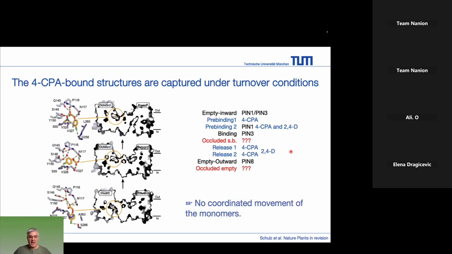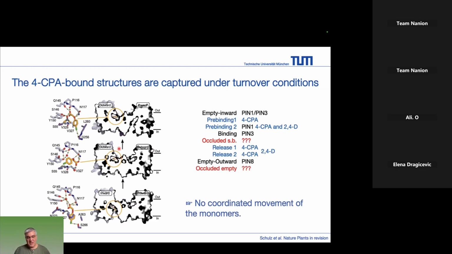All right, we then proceeded, and Björn determined the structure of PINs bound to 4-CPA and 2,4-D, and this is now for structural biologists something that is very, very interesting, because we got many different structures. And what you may appreciate is we have here a pre-binding state where the substrate is still not flipped into the binding pocket, and we got then another structure where it is in the inward position and in the outward position in different positions of the structure.